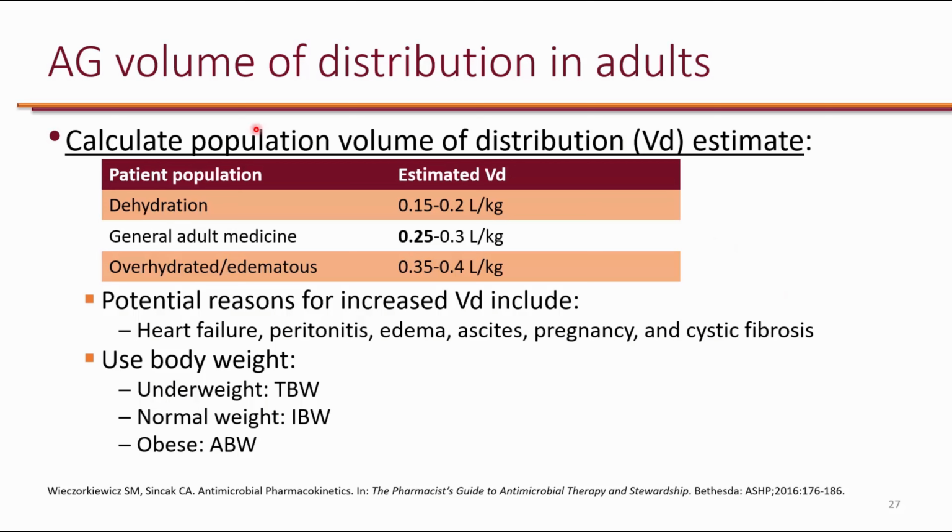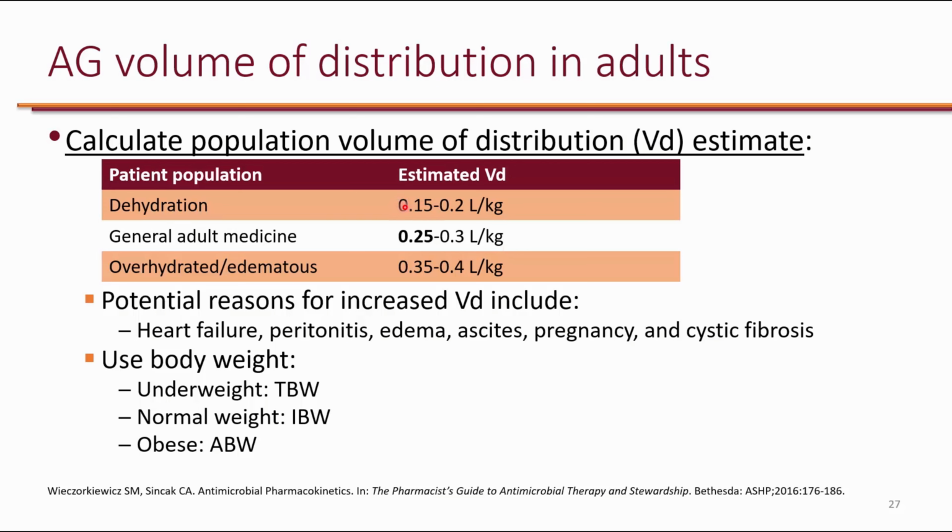And by population, we mean that these numbers are derived from population studies. So these are actually an estimate of what it would be in your patient. Because aminoglycosides are hydrophilic, they distribute primarily in the extracellular fluid. So fluid status is extremely important. In someone with normal fluid status, so in a general population, the estimated volume of distribution is about 0.25 liters per kilogram. Now, if someone is dehydrated, this volume of distribution will be reduced.